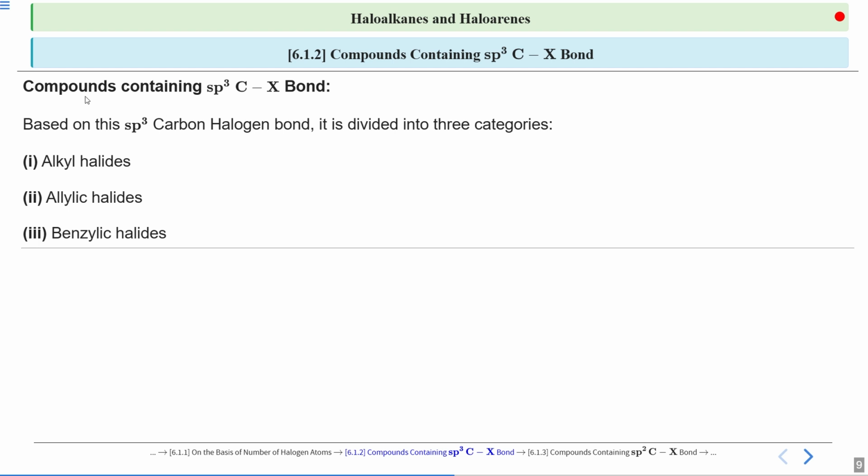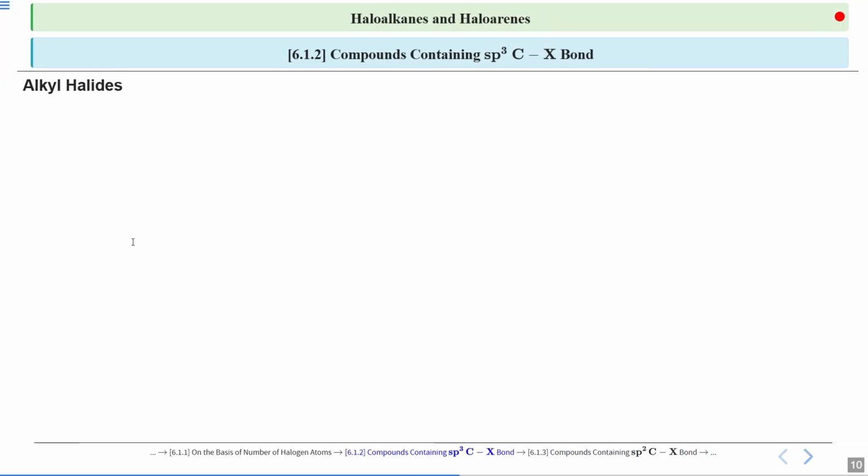So under the classification of compounds containing sp3 carbon halogen bond, we are again dividing it into 3 major categories: the alkyl halides, which include the alkyl or alkanes and the halogens. Then allylic halides, which include the unsaturated allylic structure and the halogens. And the benzylic halides, which particularly include a benzene ring and the halogen. So let's study and know about them one by one in detail. Let's first cover our topic, alkyl halides.